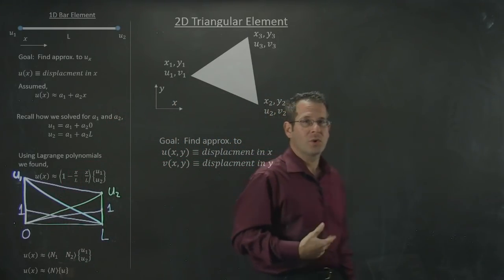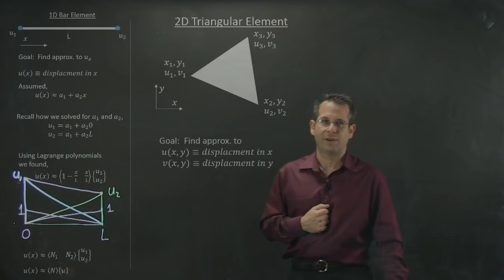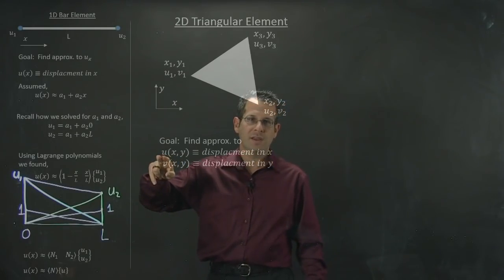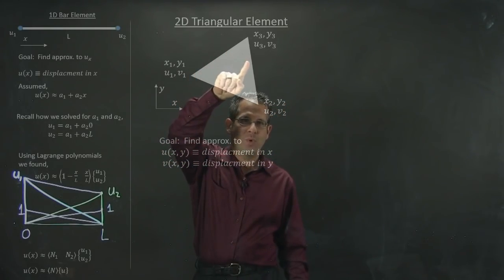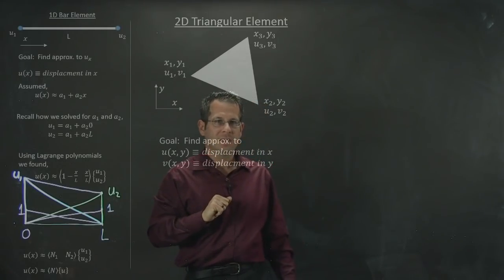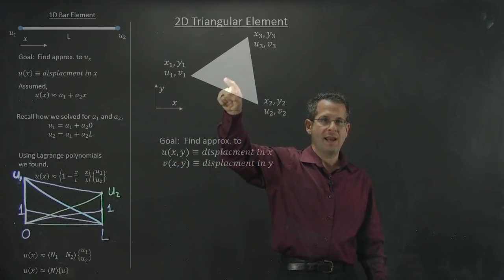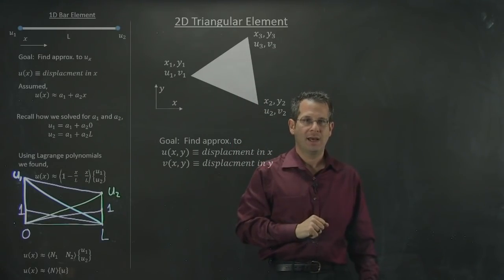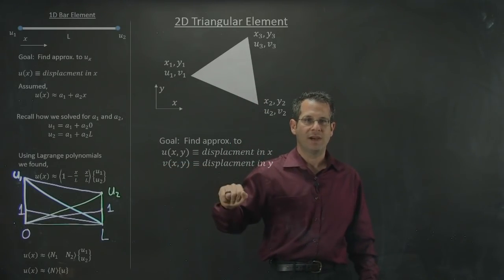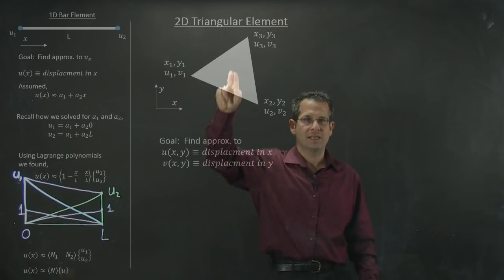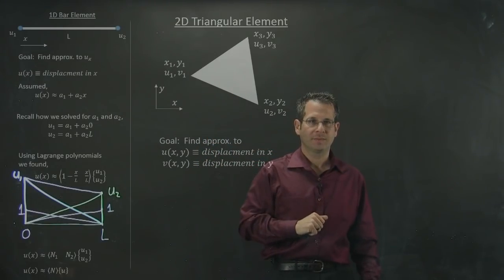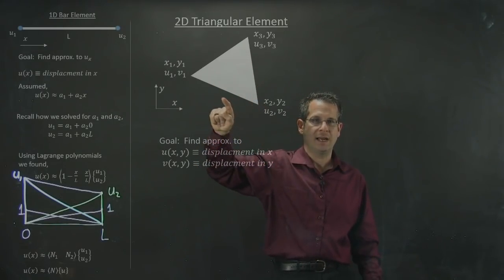Our goal, of course, is to find an approximate function for the u, the displacement of any point inside this domain for x and y at any point inside my element. Likewise, I want to find a function v, which is the displacement in the y direction at any point inside my element.